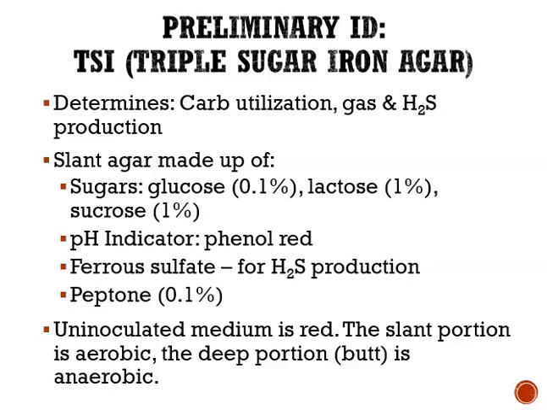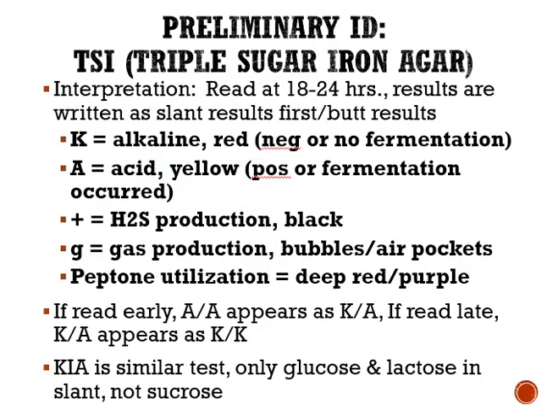So the uninoculated medium is red. Again, the slant portion is aerobic. The deep portion, which again is referred to as the butt, is anaerobic. Okay, interpretation of these results. You're going to have to inoculate the media with the suspected organism. It has to incubate, and then we read the results between 18 to 24 hours.